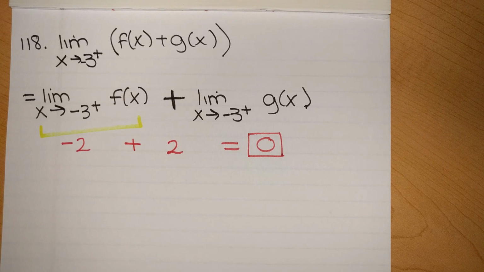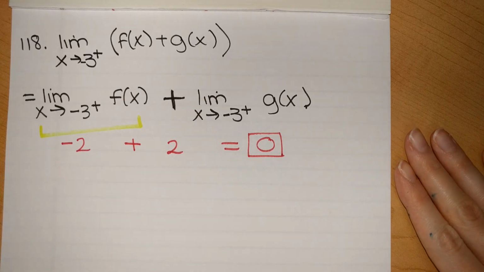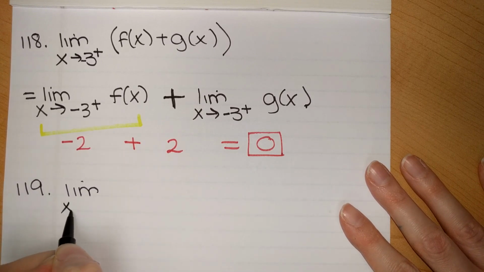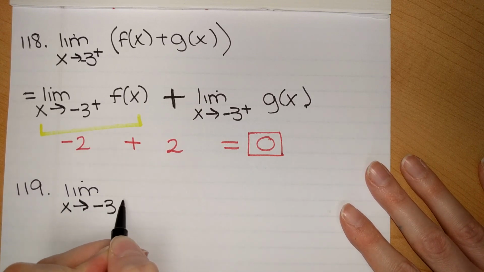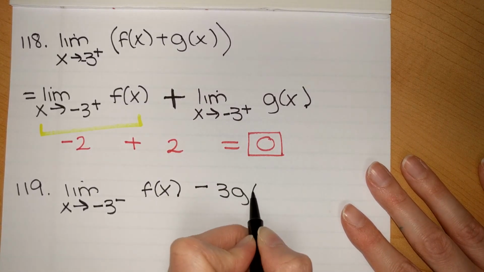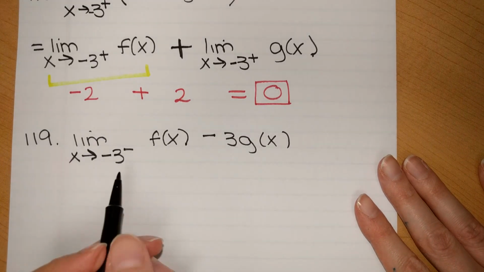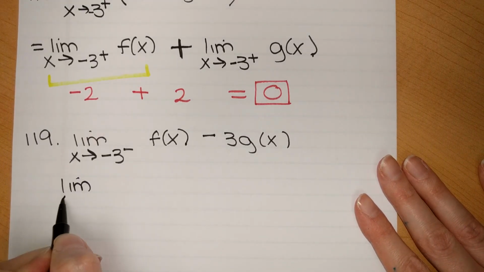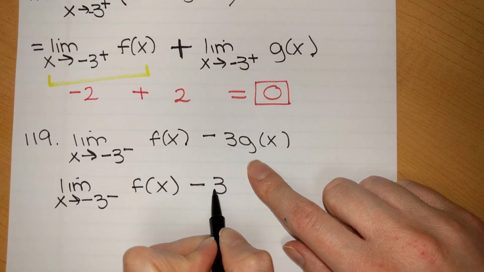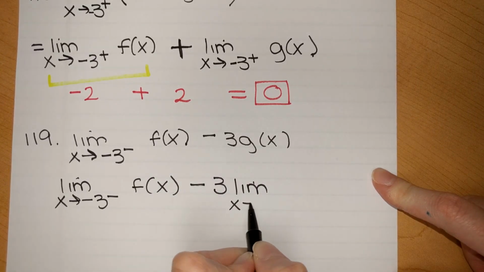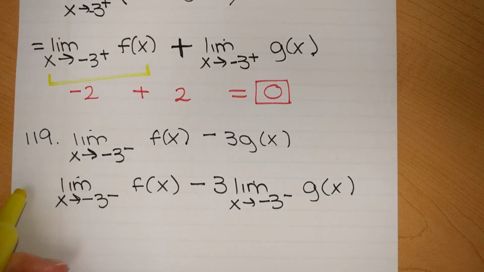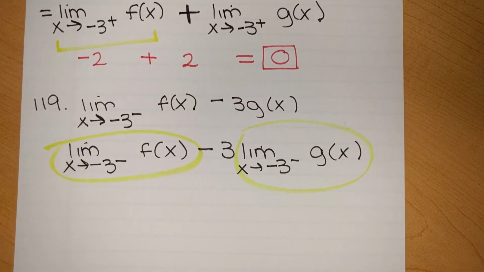And you could do something very similar for question number 119 as well. In that case, and let's just go ahead and quickly do that, they have the limit as x goes to -3 from the left of f of x minus 3g of x. And by our limit law, what we could do is split this up into the limit as x goes to -3 from the left of f minus the 3 could come out in front as a constant, limit as x goes to -3 from the left of g of x. And then we have to find these respective limits for f and g.